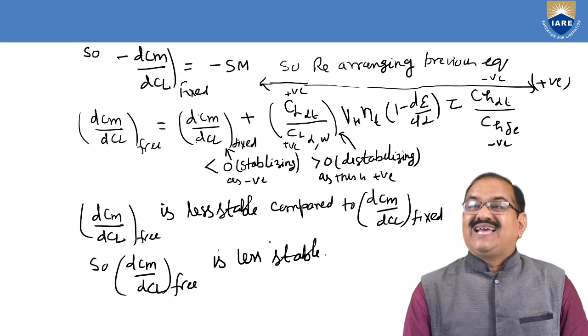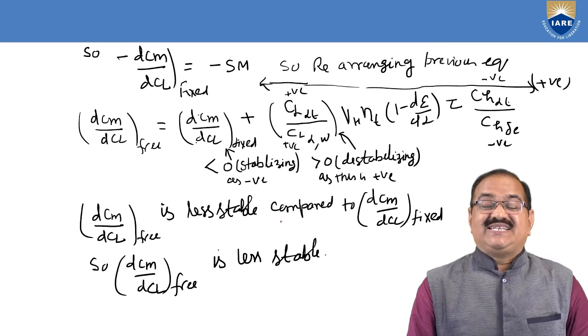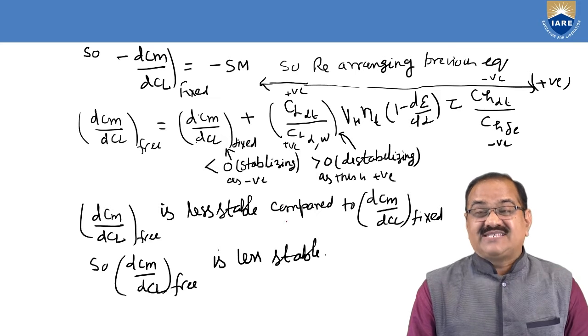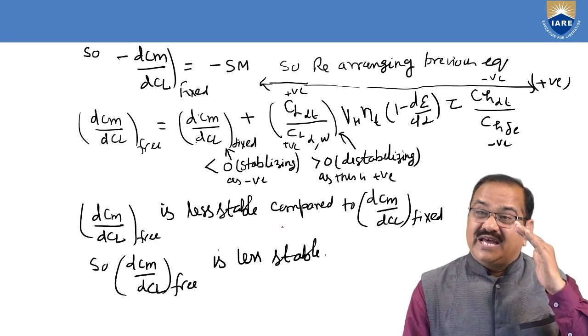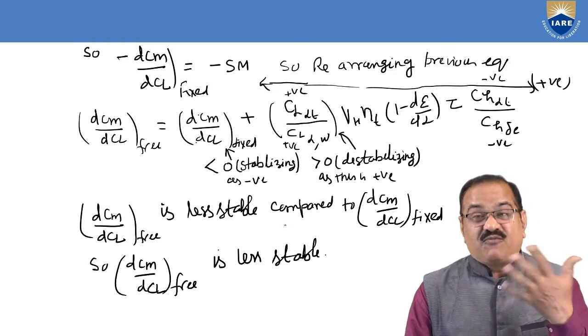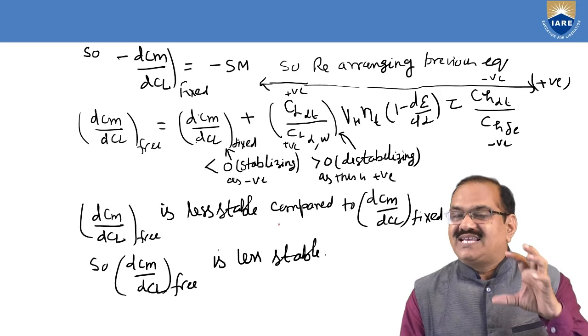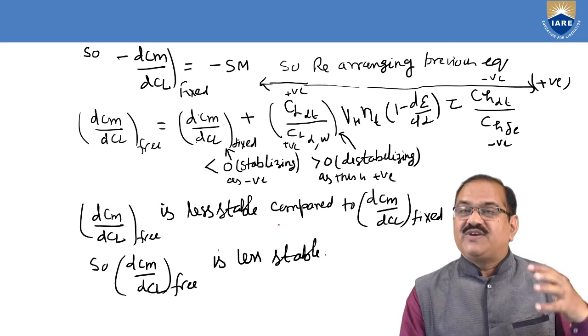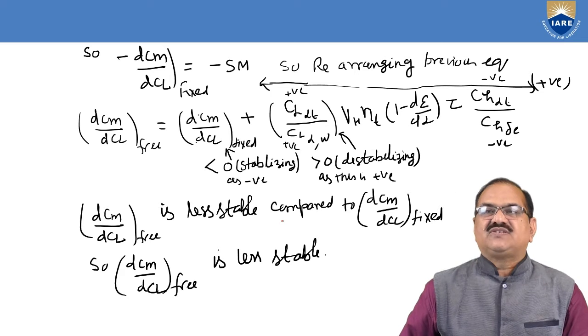So we can see that dCM by dCL free has less stability. If the elevators are floating, and they are floating in the real case, this will make your aircraft less stable compared to what we have derived already in the fixed case. That is the result which we have got.